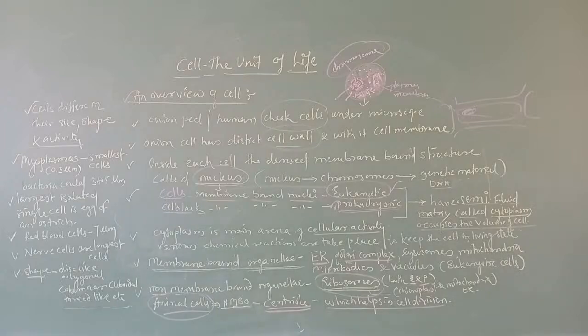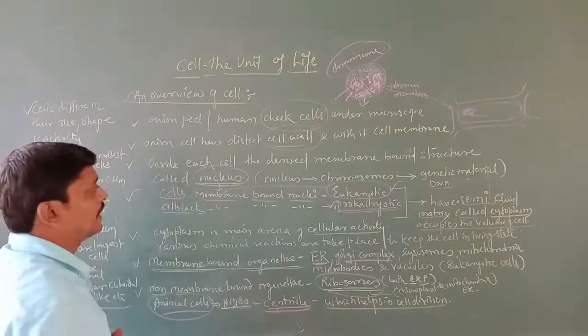Based upon shape, there are different kinds of cells: disc-like cells, polygonal cells, columnar cells, cuboidal cells, then thread-like cells. Understood? Likewise, this is an overview of a cell.